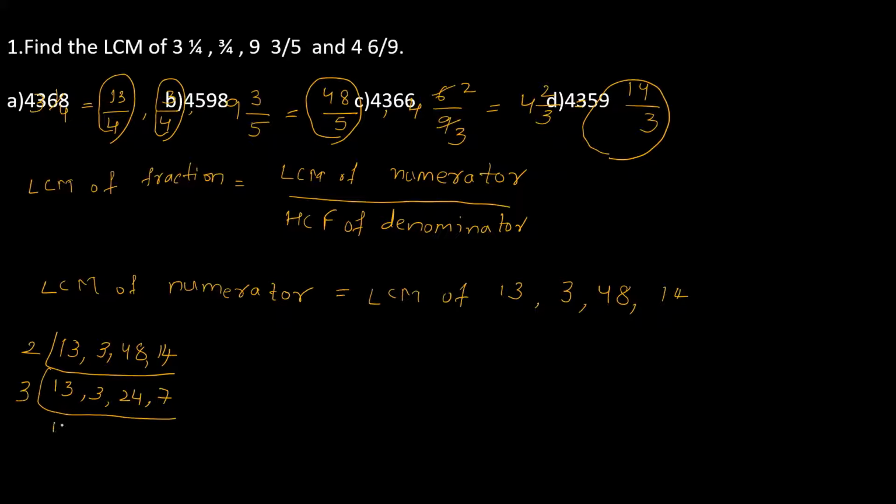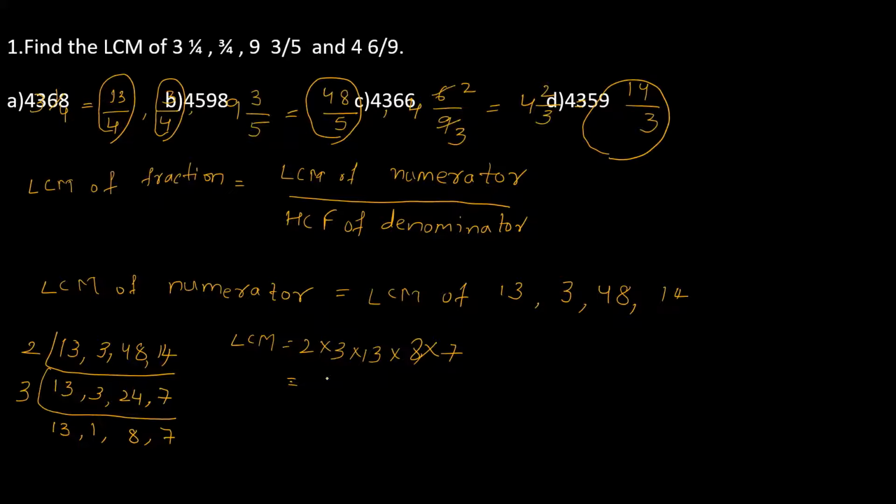Take 3 table. 13 won't come in 3 table. 3 1s are 3. 3 8s are 24. 7 as this, because 7 won't come in 3 table. Here 13, 1, 8 and 7. These 4 numbers don't have any common factor. So the multiplication of 2 into 3 into 13 into 1 into 8 into 7 is the LCM. So LCM is equal to 2 into 3 into 13 into 8 into 7.